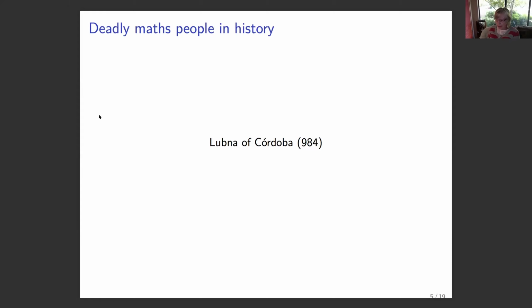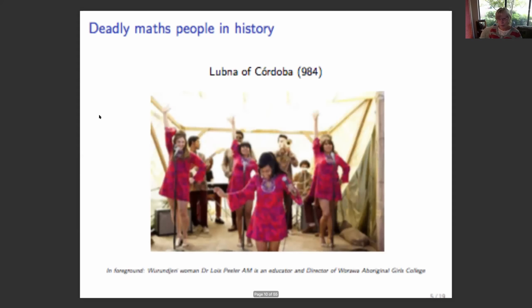Another mathematical hero I introduced to the kids is Lubna of Cordoba in Spain, who died in the year 984. She was the chief mathematician and translator at the Islamic palace of Sultan Abd al-Rahman III. Here are the Sapphires from the 2012 movie, a famous Aboriginal singing group from the 1960s, who toured Vietnam during the American War.